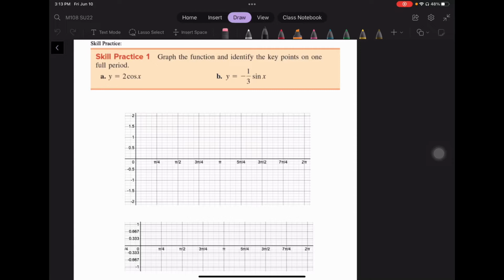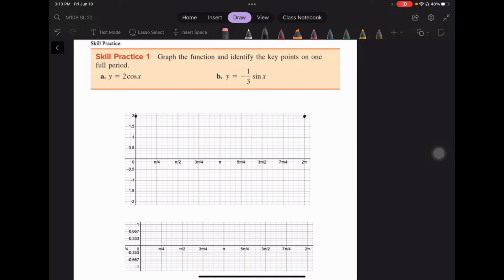When you are graphing the function 2 cosine x equals y for skill practice 1, we notice that we have an amplitude of 2, which means our normal range from -1 to 1 now goes from -2 to 2. Cosine normally starts at the point (0, 1). Now it's going to start at (0, 2). Cosine is 2 pi periodic, which means that at 2 pi the value would also be 1, but now it is 2 because of that amplitude. We have a vertical stretch.